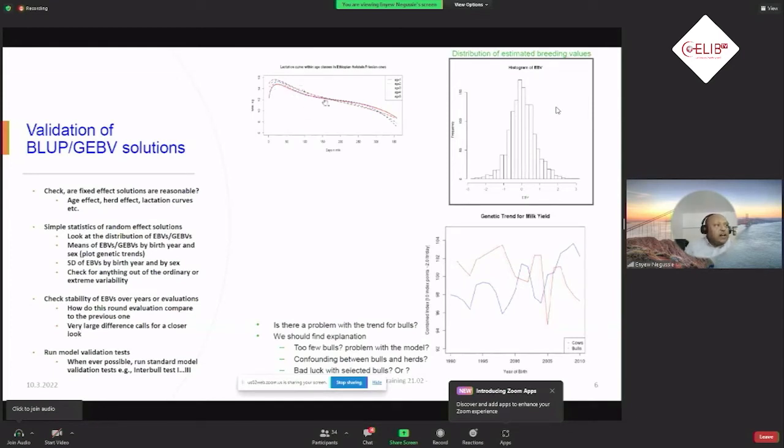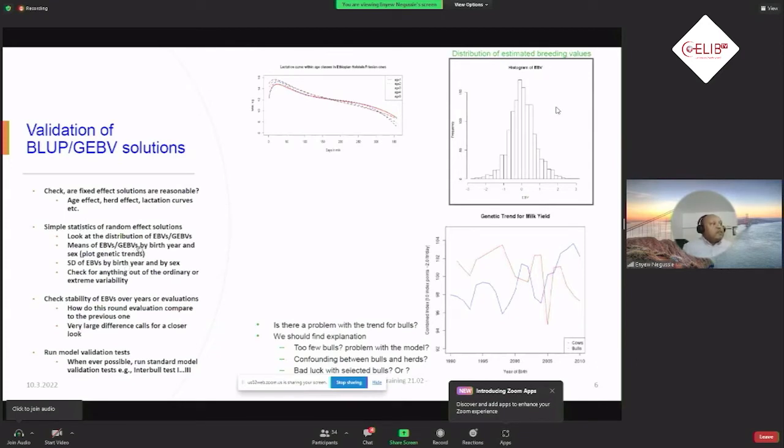And you should see, are these seasonal curves within age groups right for the lactation curve? And also, not only looking at the fixed effect solutions, but you should also see the random effect solutions. That is looking at the distribution of breeding values. And from your course in BLUP and selection index, you know that BLUP assumes that estimated breeding values have a normal distribution. So if we plot the breeding values you have estimated, we should get a normally distributed curve like this one. So make sure it is not skewed or things like that.